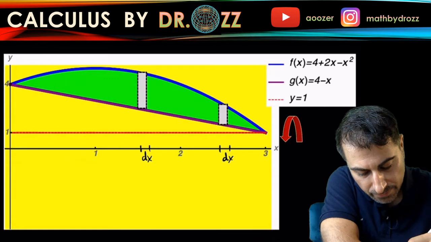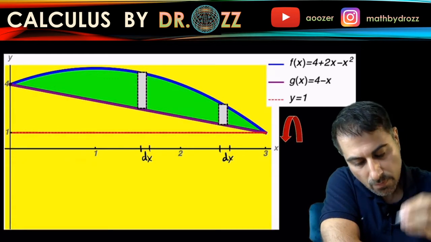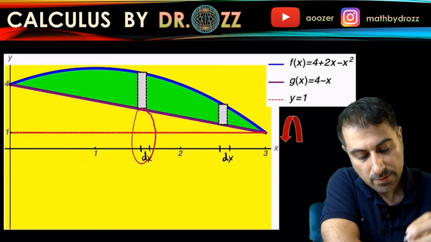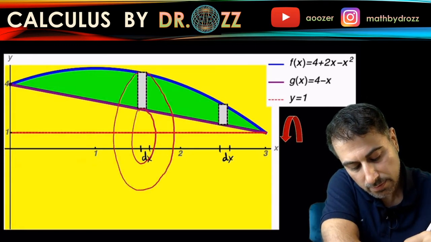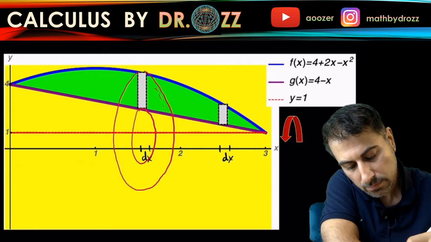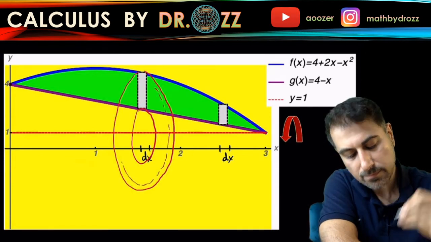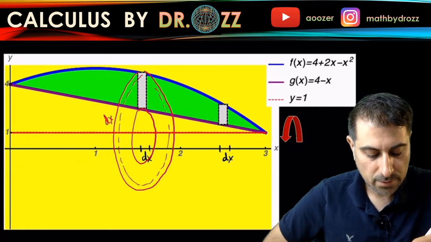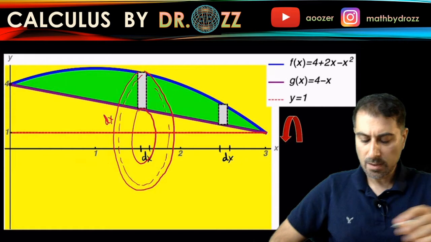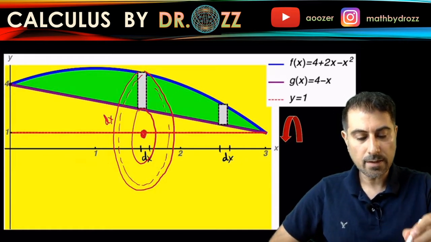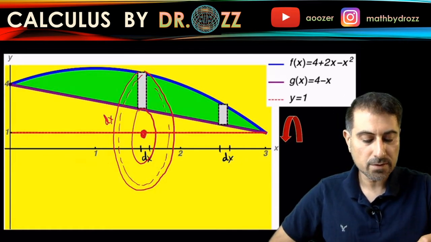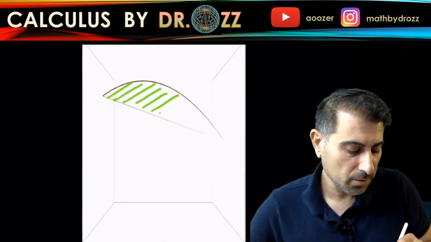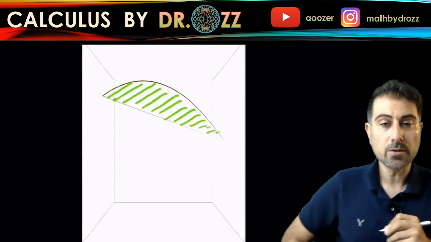So essentially, after the revolution, you will have something like this. And this comes with, obviously, thickness dx. So this is sort of like a punctured disk. The center of that is right here. Let me show you what I got in a three-dimensional version of that, and this is in fact the region. And then obviously y equals 1 is right here.